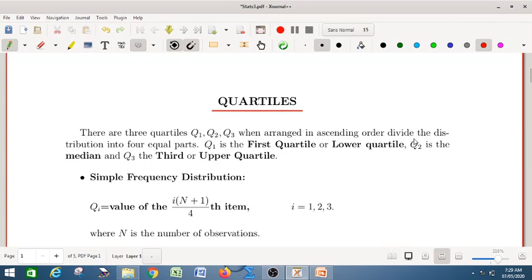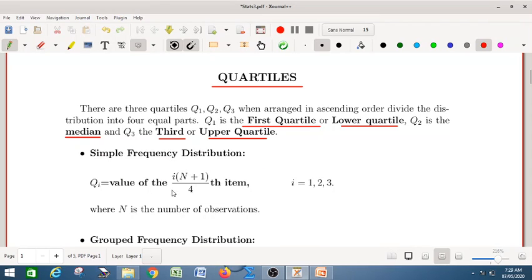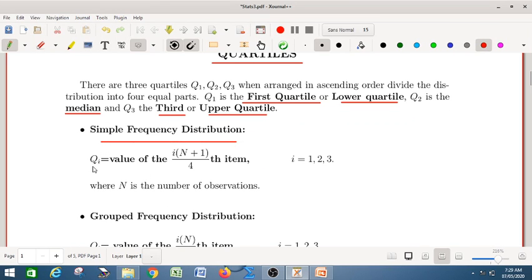When arranged in ascending order, they divide the distribution into 4 equal parts. So Q1 is the first quartile or the lower quartile. Q2 is the median, already you know how to calculate the median. Q3 is the third quartile or upper quartile. So for simple frequency distribution, how to calculate Qi? Qi is the value of the i into (n plus 1) by 4th item. i is 1, 2, 3, that is 1 for first quartile, 2 for second quartile, 3 for third quartile. So this is the same formula, just change the i, and n is the number of observations.